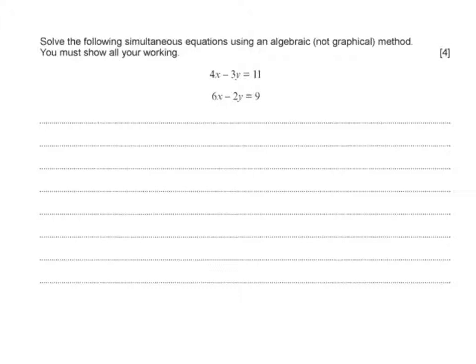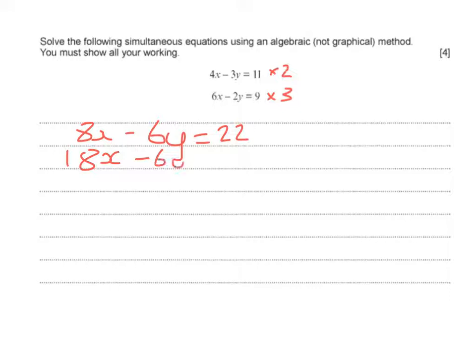We start off by making sure that our middle value, which in this case is the y, is equal. Now to make them equal, we have to multiply this equation by 2 and this equation by 3, and you multiply the whole equation. So we'll have new equations with 8x minus 6y equals 22, and we'll have 18x minus 6y equals 27.